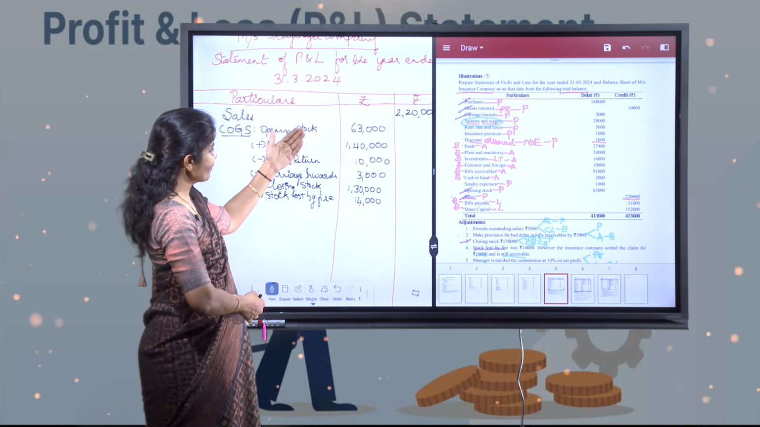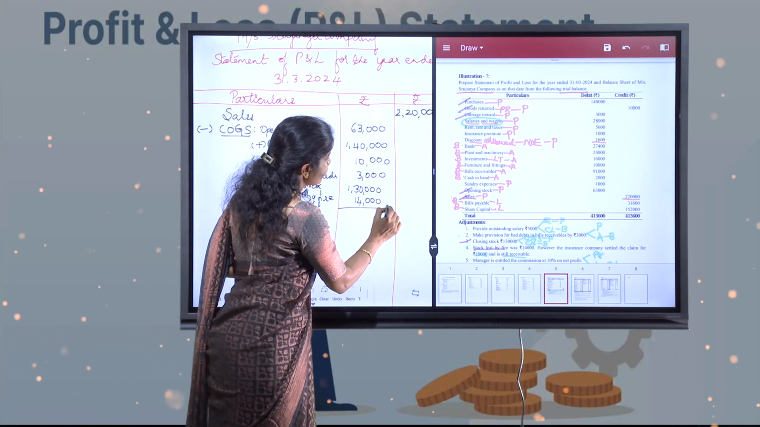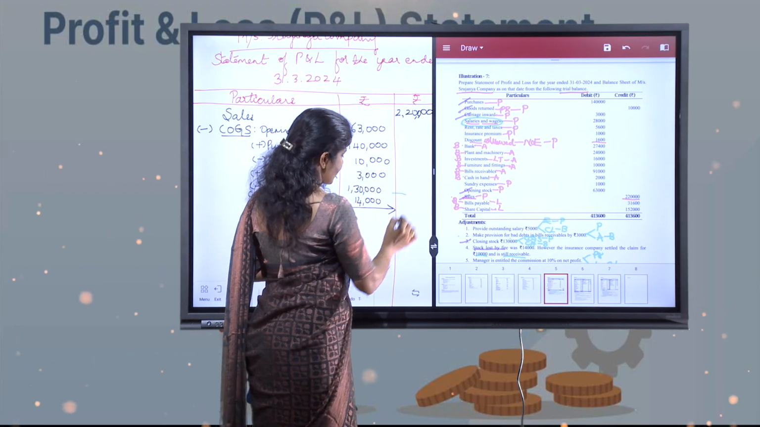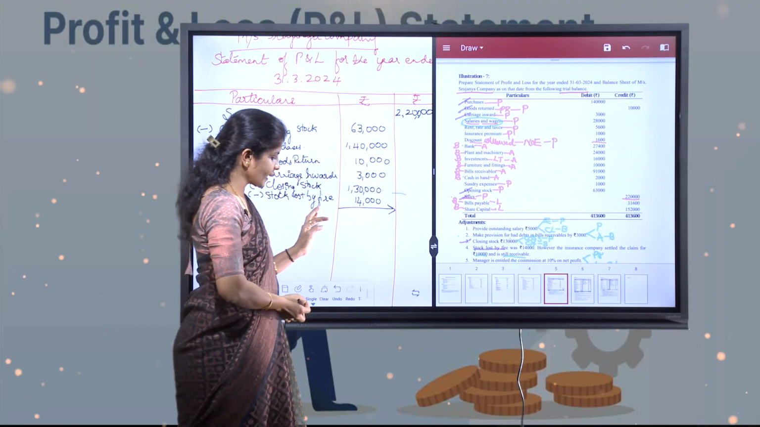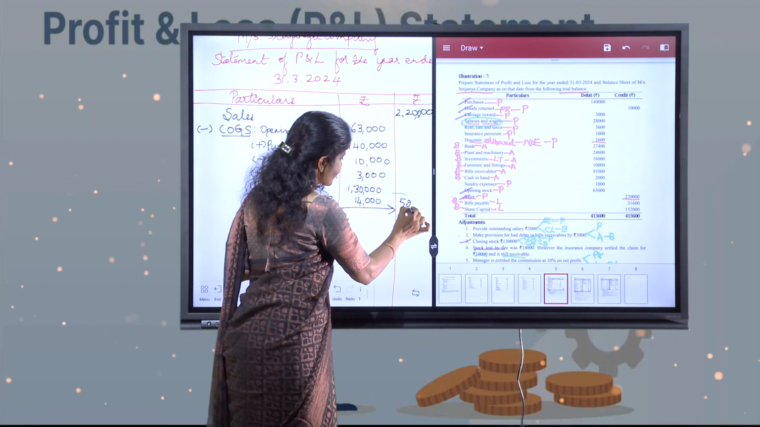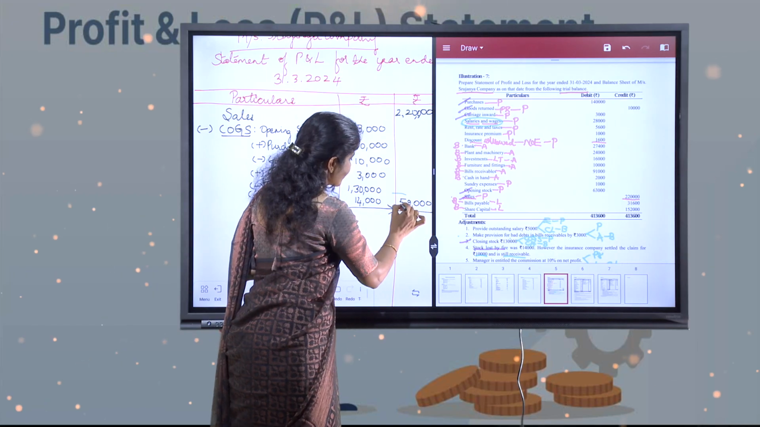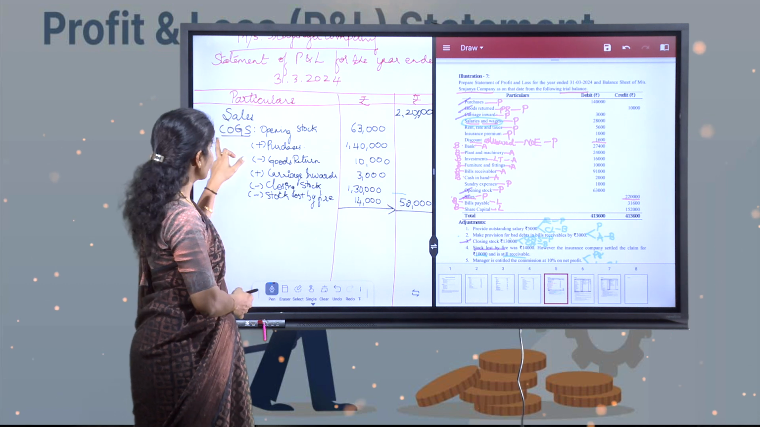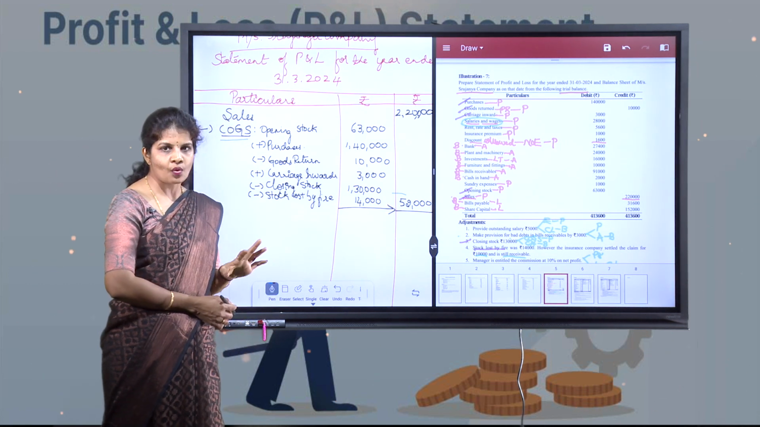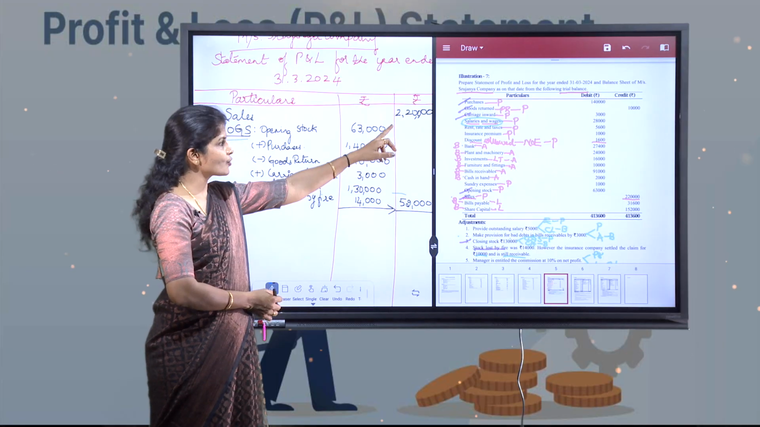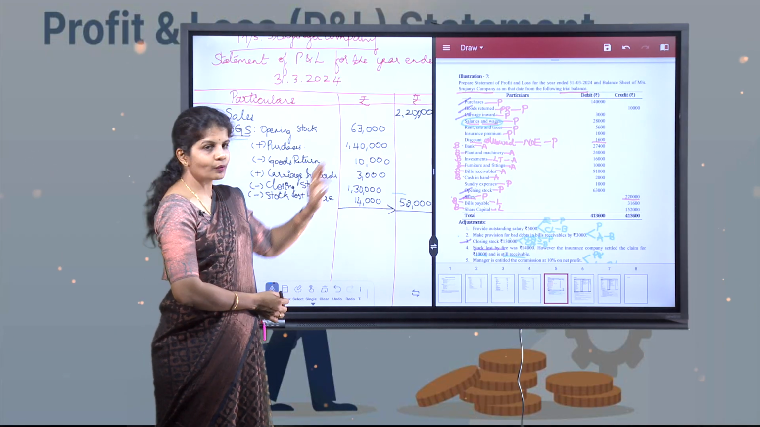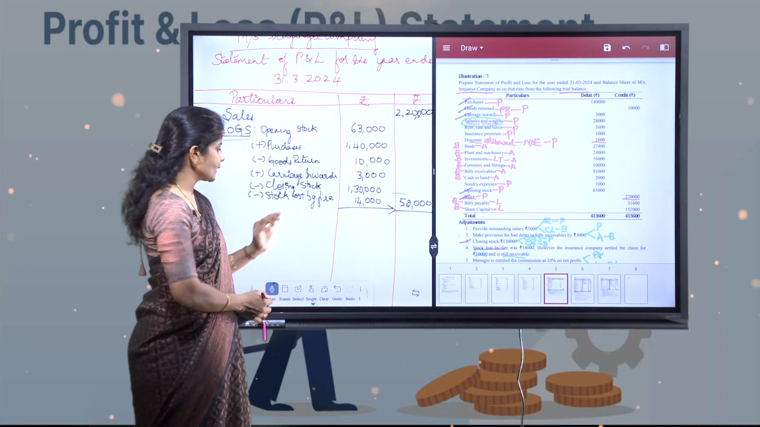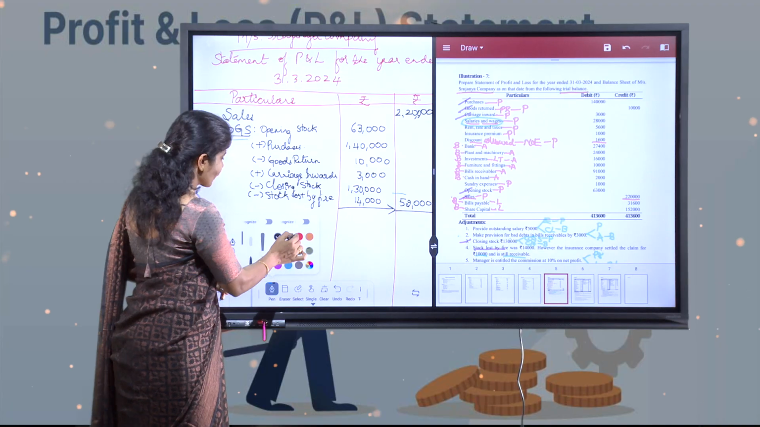After making the adjustments of addition and deduction, the balance we get is 52,000. What is this 52,000? 52,000 is the cost of goods sold. Now deduct this cost of goods sold from the sales. You have a sales value of 2,20,000 and the cost of goods sold of 52,000. If you deduct that, the balance we get is called gross profit.